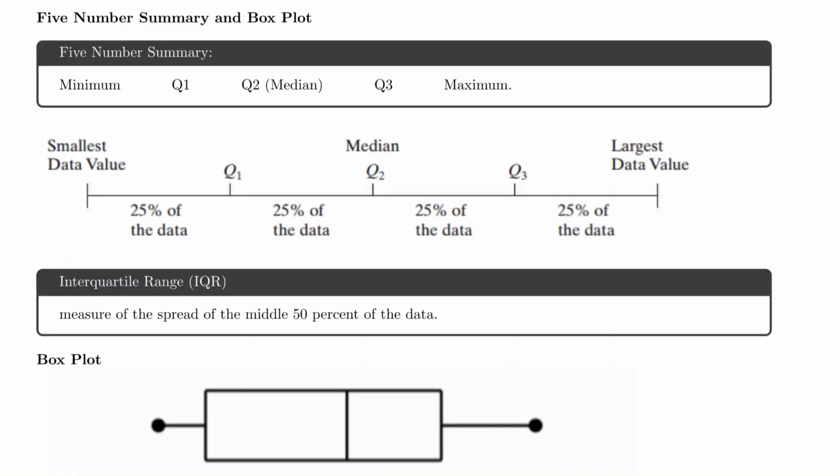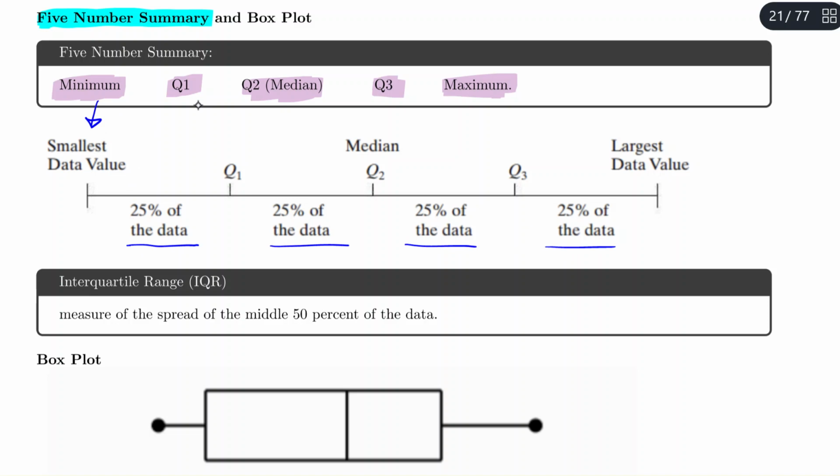So using the idea of Q1, Q2, Q3, let's look at the 5-number summary and box plot. So let's look at the 5-number summary first. 5-number summary refers to minimum, Q1, Q2, which is median, Q3, maximum. We call these 5 numbers the 5-number summary. And because quartiles divide data into 4 parts, between each of these numbers, we have 25% of data.